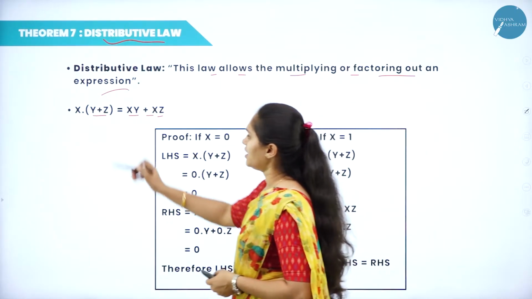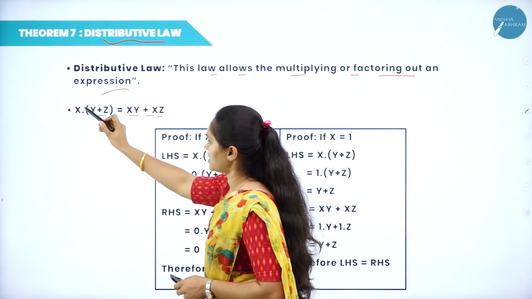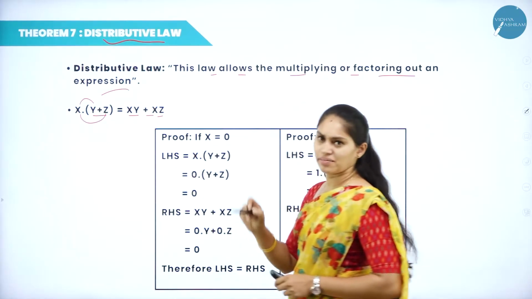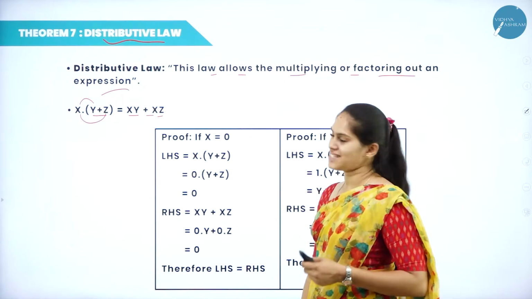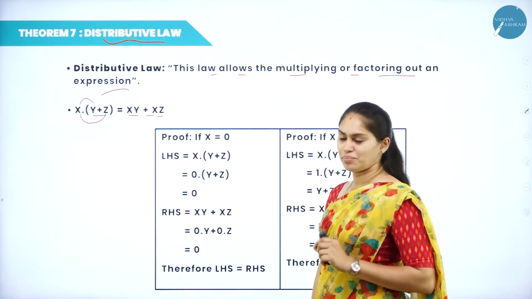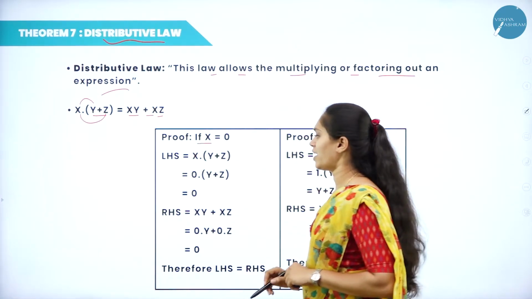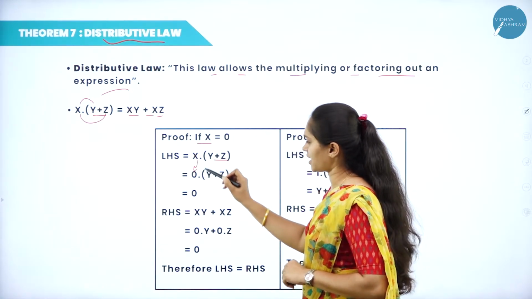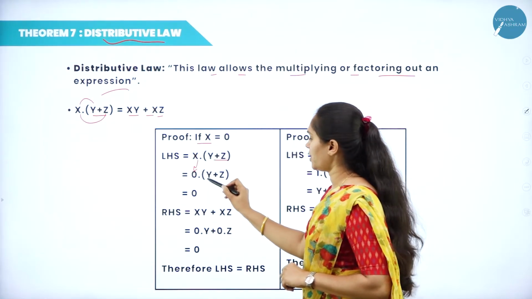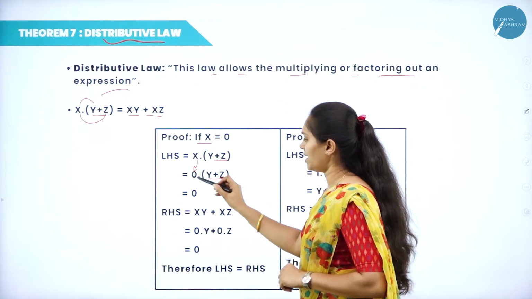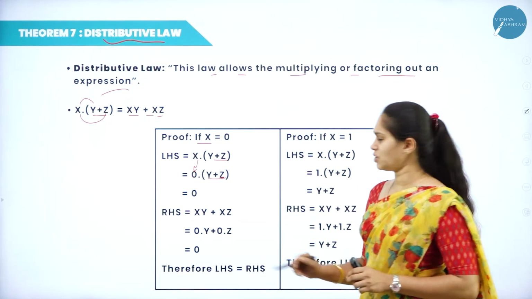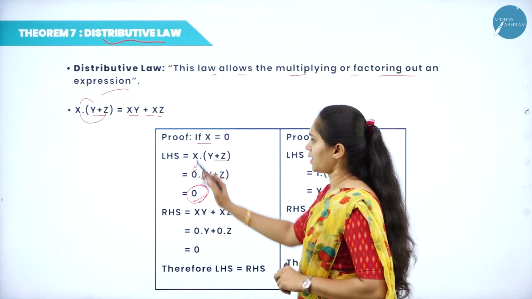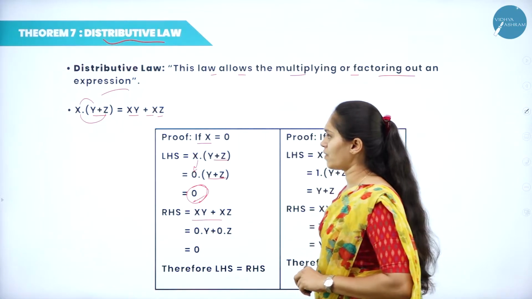We can see here x into y plus z. I am multiplying x with this one and multiplying x with this one, with the plus operator in between. We'll see this distributive law with a proof here. Consider the x value as 0, x into (y plus z). In the place of x, consider the value 0, 0 into (y plus z). If I multiply any variable with 0, it is going to give the resultant 0 itself.